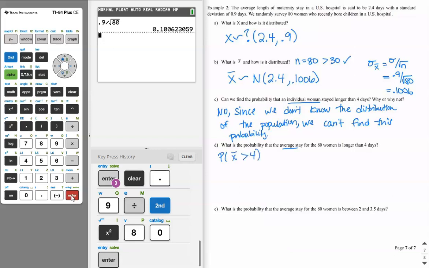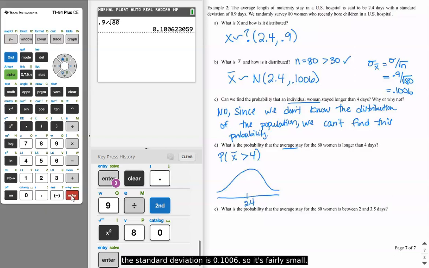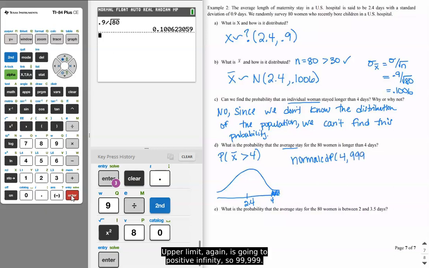Okay. So if I draw my picture here, we know that the mean was 2.4. The standard deviation is 0.1006, so it's fairly small. So 4 is probably going to be way out here somewhere. And it says more than. So my normal CDF would have the lower limit of 4. Upper limit, again, is going to positive infinity, so 99,999. My mean was 2.4, and my standard deviation was 0.1006, my standard error.